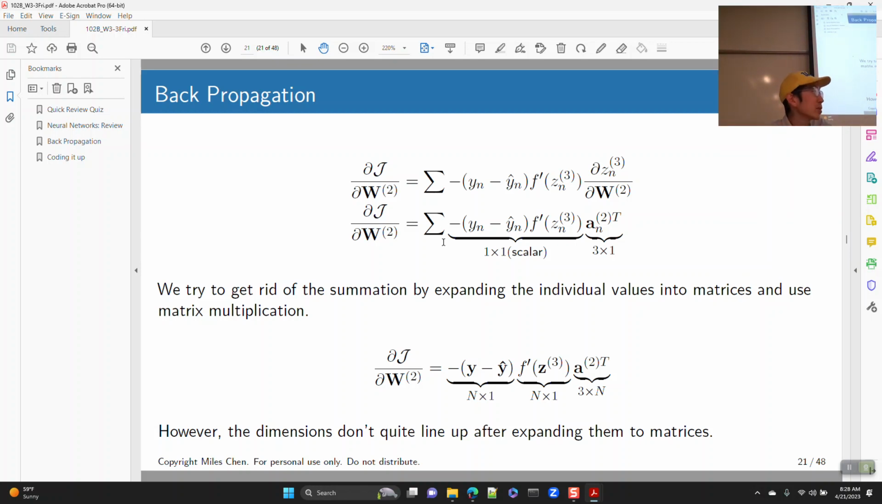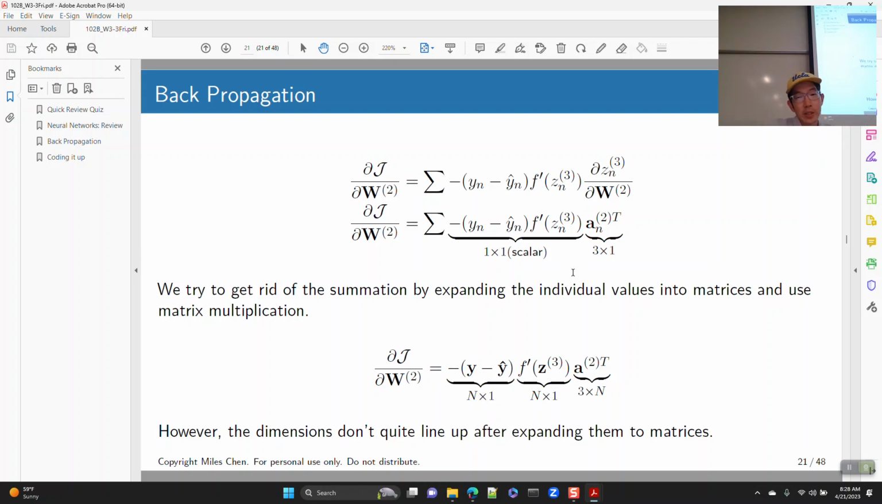Okay, so I could leave it like this, but what would be nice is if I can get rid of this summation term. When we do matrix multiplication, a lot of times there is an implicit summation, right? If you take a vector and multiply by another vector, even if just ones, then suddenly you're just adding them all up, okay?